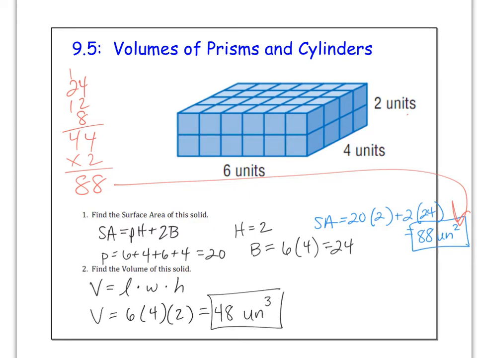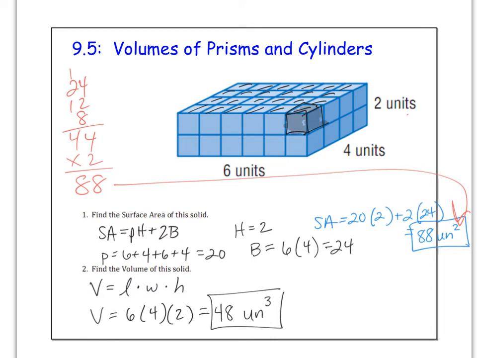Now I want you to think about this object right here, and the top layer of this object. On the top layer, there's 1, 2, 3, up to 24. There's literally 24 cubes. If I color that in so you can see it here, there's 24 cubes on that top layer.